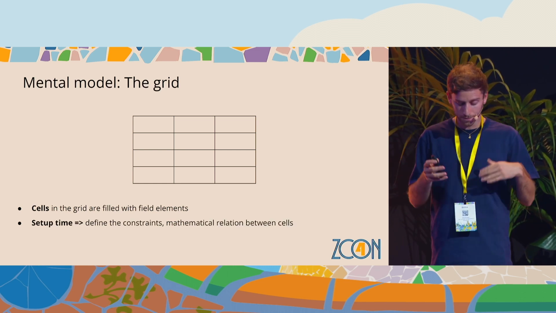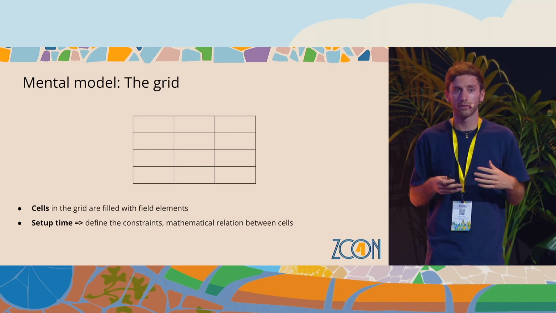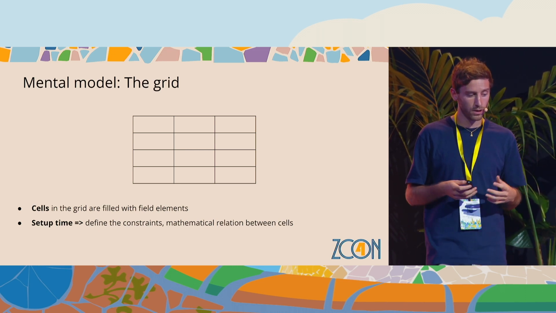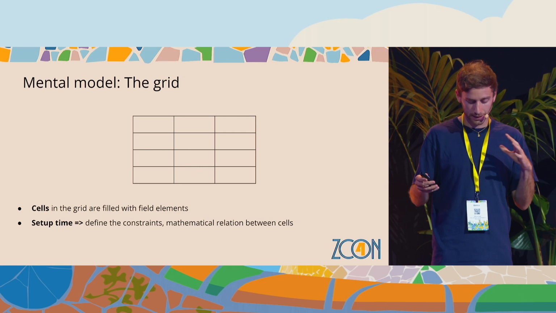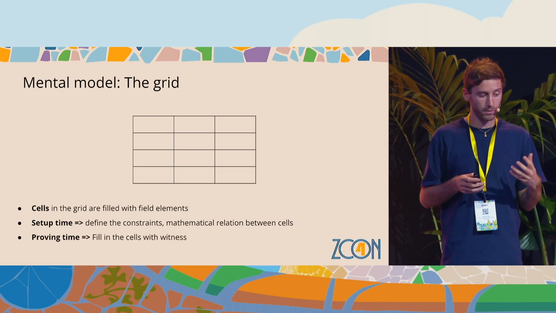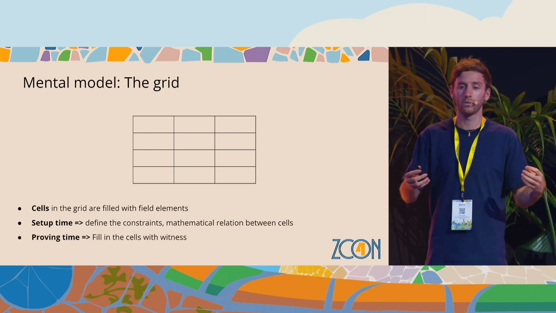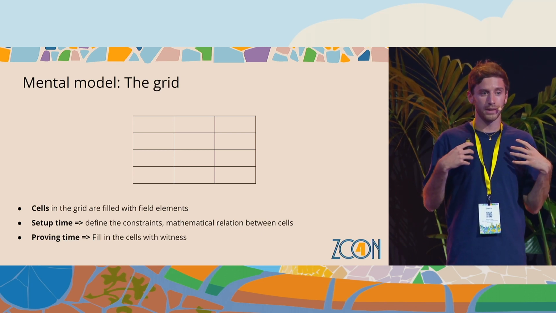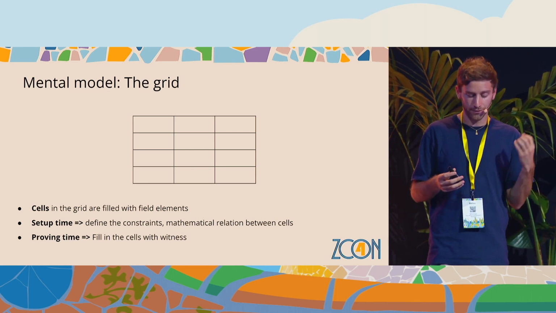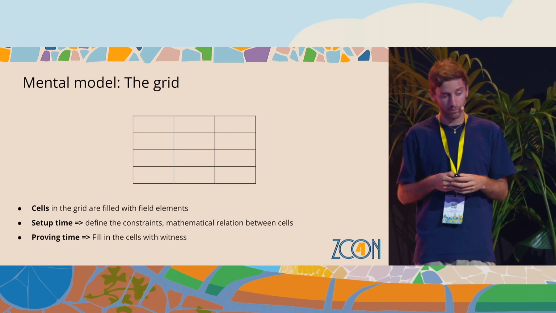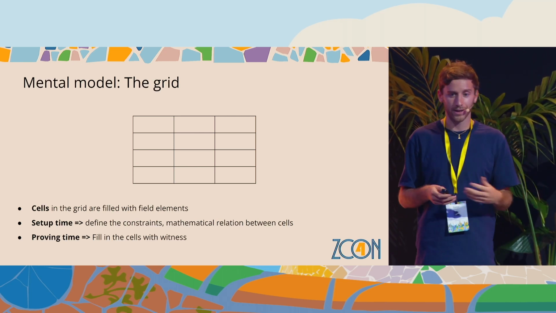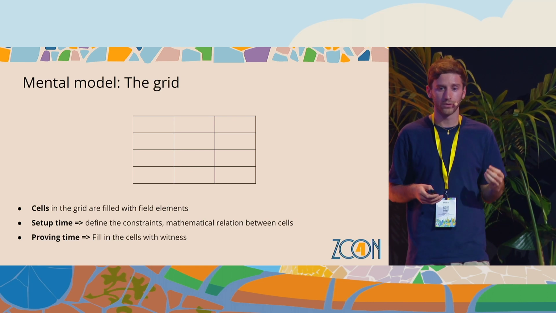And there are two moments that are involved in circuit development and usage. The first one is the setup time, where you define constraints. A constraint means a mathematical relation between cells in this grid. And the second moment is the proving time. After you, as a developer, develop the circuit, you will pass it to a prover, a user who will use it by filling the cells with the witness. So the point here is that we need to define constraints such that the prover at proving time cannot cheat, cannot do something that we don't want in our computation.